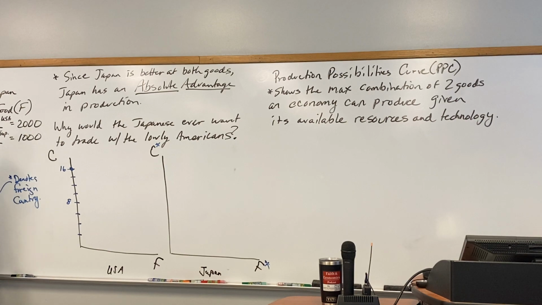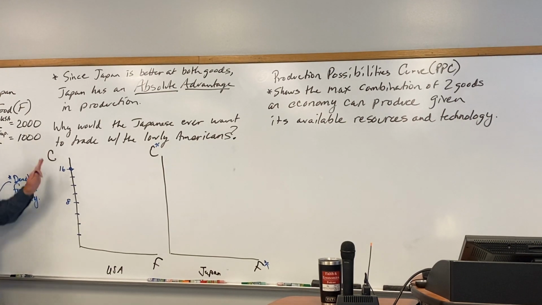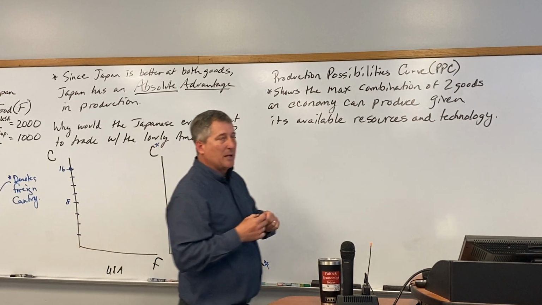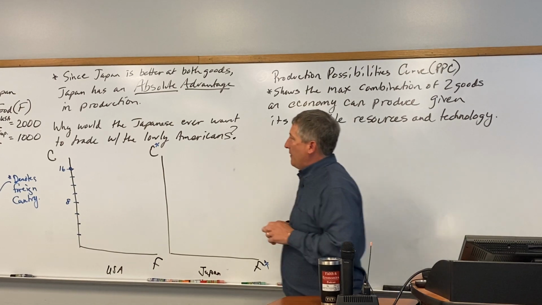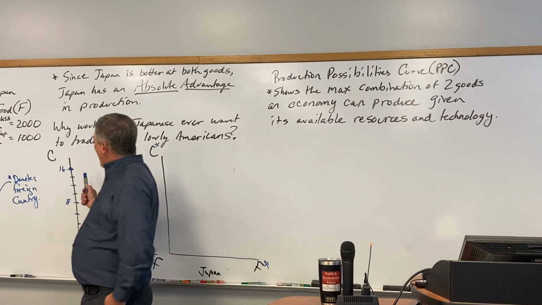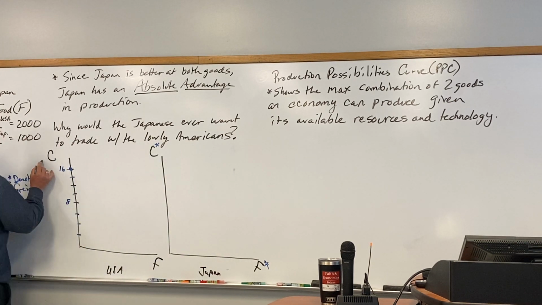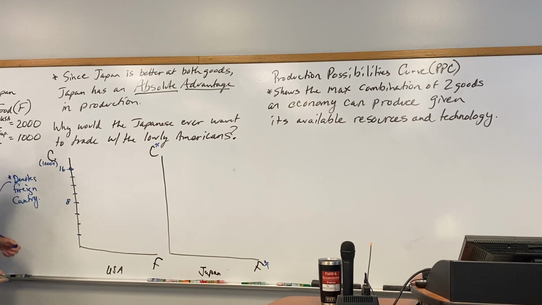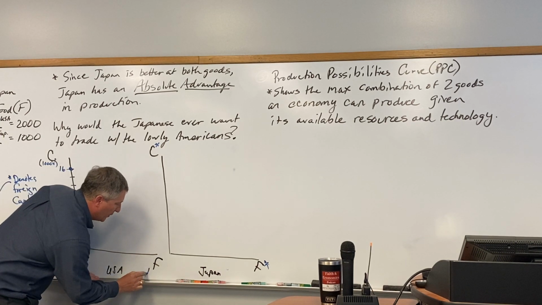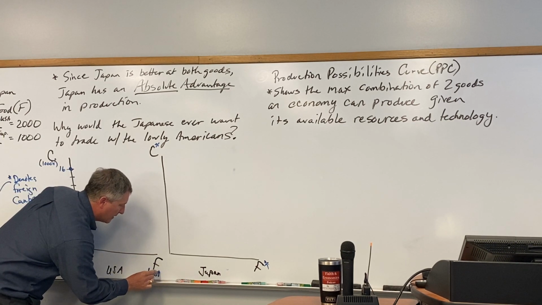So if we devote all resources, all 2,000 people, to the production of cars in the United States, we could have 16,000. So cars are being measured. I put a 16 up there, but let's put a little note here that we're measuring cars in thousands. We're measuring food in thousands.